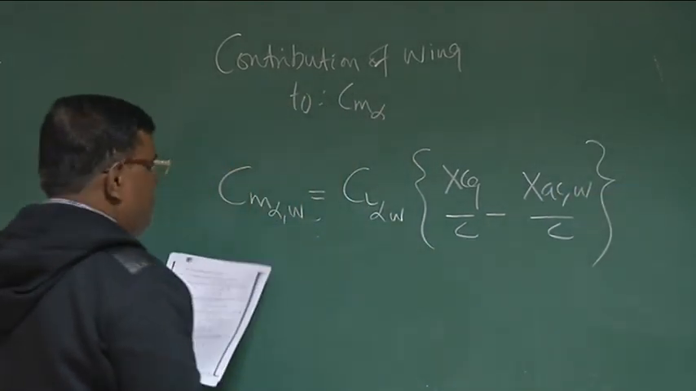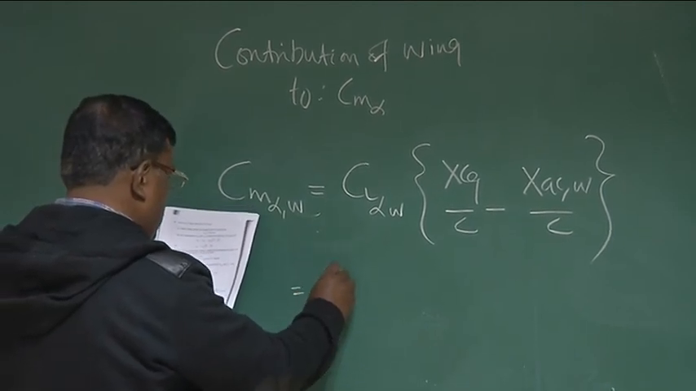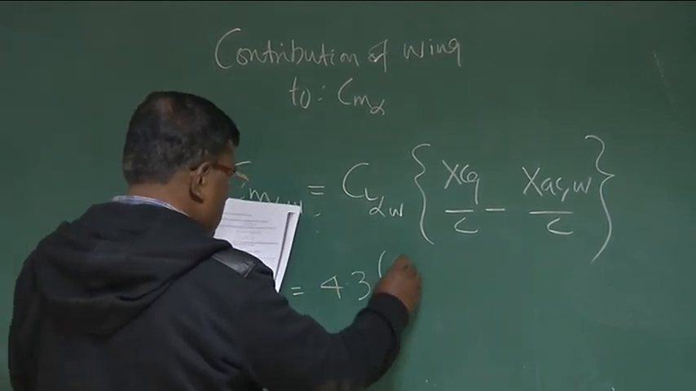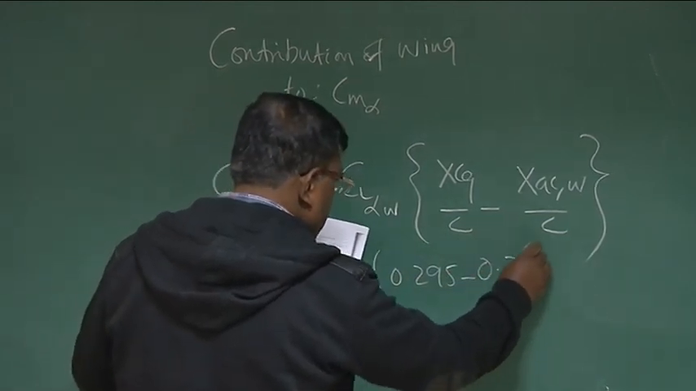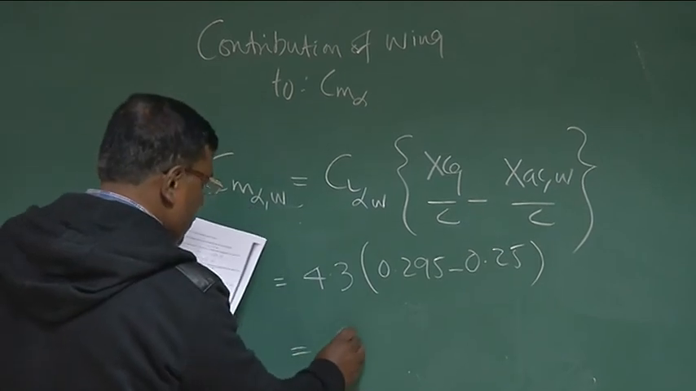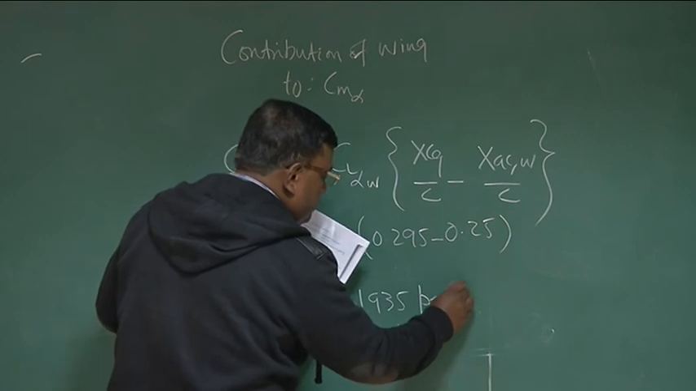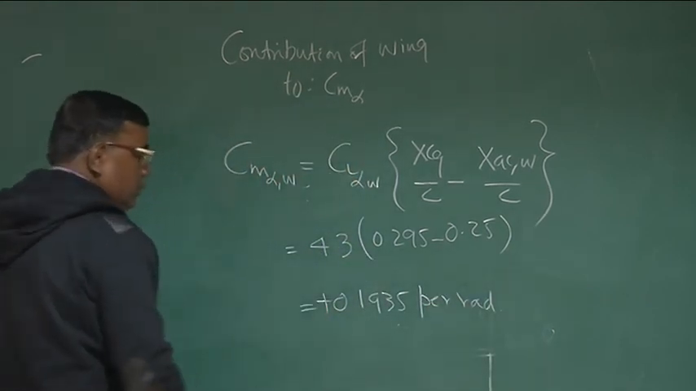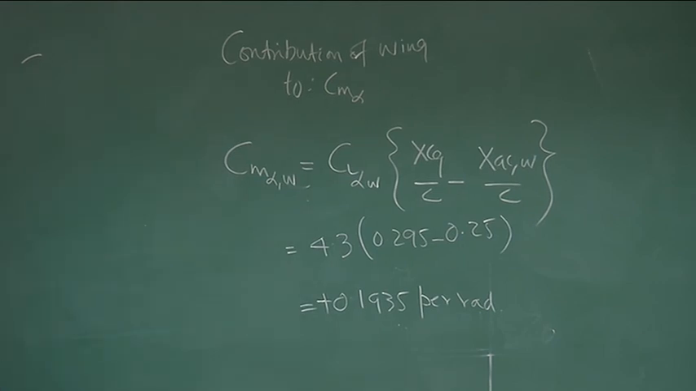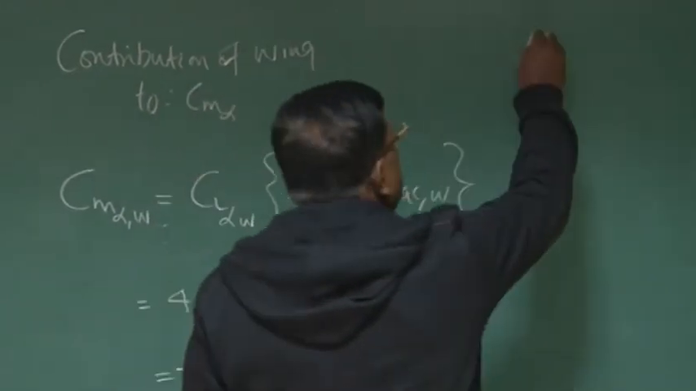If I now put the numbers, then it comes to be 4.3 into 0.295 minus 0.25, and this is 0.1935 per radian. So indeed, this is positive. It should be positive because AC of the wing is ahead of CG. Okay. Now let's see what is the effect of tail.